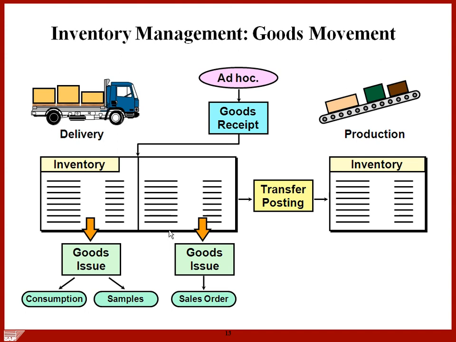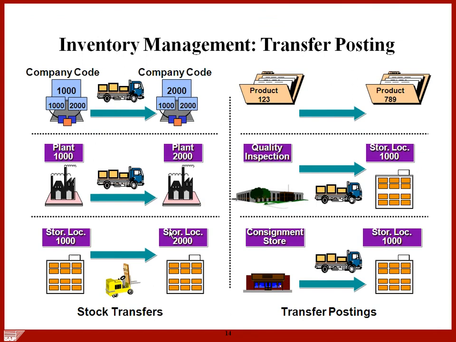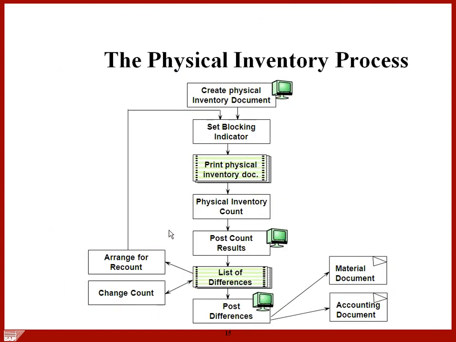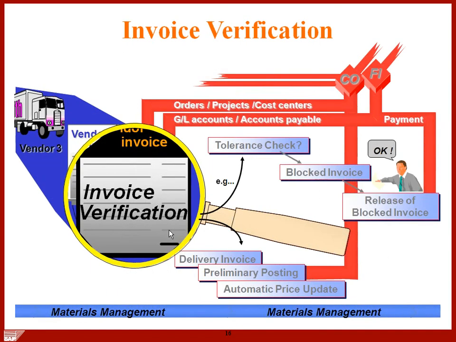And then similarly goods issues, planned issues, unplanned issues, similarly transfer posting, types of transfer postings, and then transfer posting at plant level, at storage location level, or at company code level. So all these things we will discuss in inventory management. And also there is something called physical inventory. We will discuss physical inventory as well. Okay, various types of physical inventory processes, and then the physical inventory process itself. So all these things we will discuss.